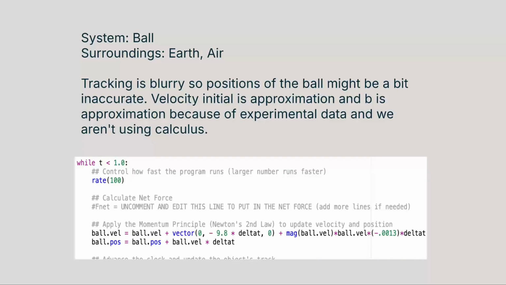And then causes for error, we might have issues because the tracking is blurry and the positions of the ball might be a bit inaccurate due to the frames per second. The initial velocity is approximated, and so is B, using experimental data, and we aren't using calculus to calculate these amounts. We're using crude changes in our position and velocity data. You can see a small code snippet that shows the second setup where we account for both of our forces, both gravity and air resistance.